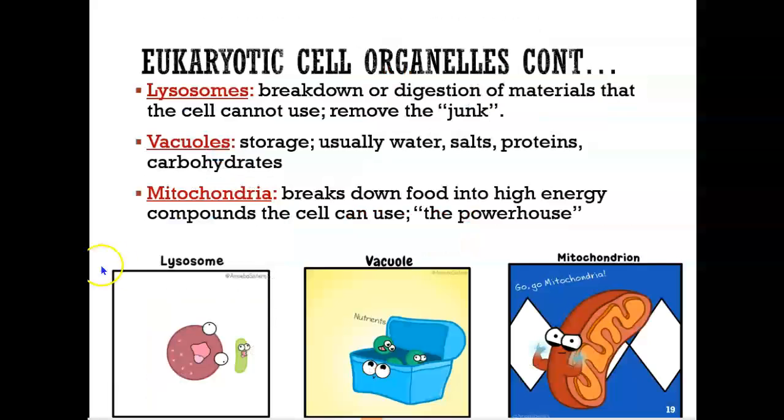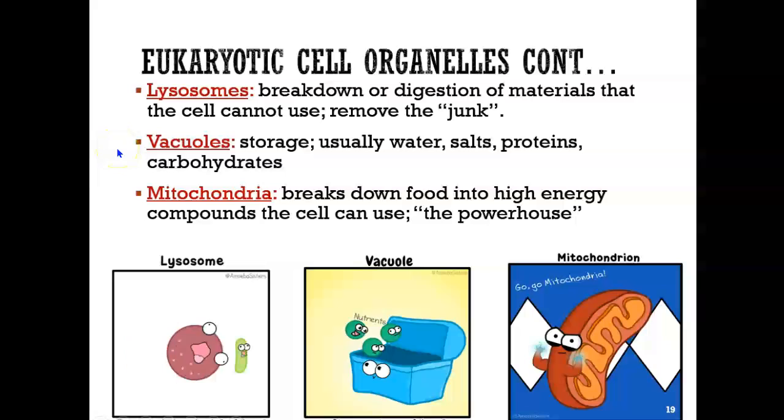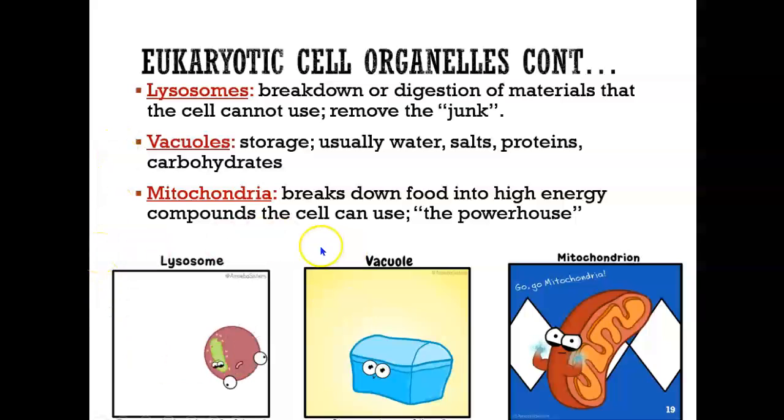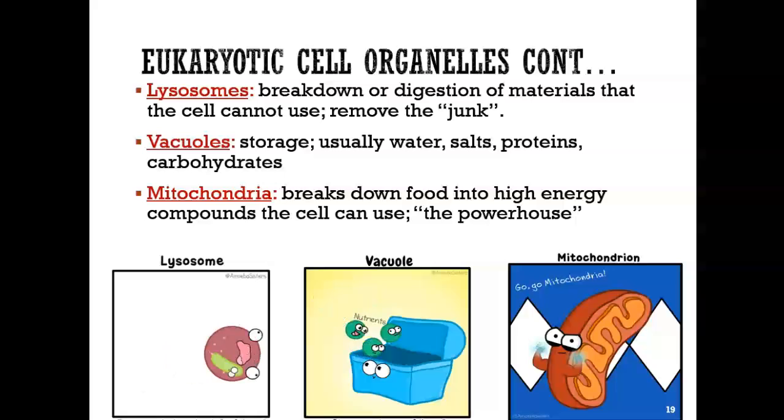Okay, three more organelles that eukaryotic cells have are the lysosome, the vacuoles, and the mitochondria. Lysosomes are the equivalent of the stomach. They ingest things the cell doesn't need and break them down. Vacuoles are like Tupperware. They hold things that the cell does need and wants to use later.